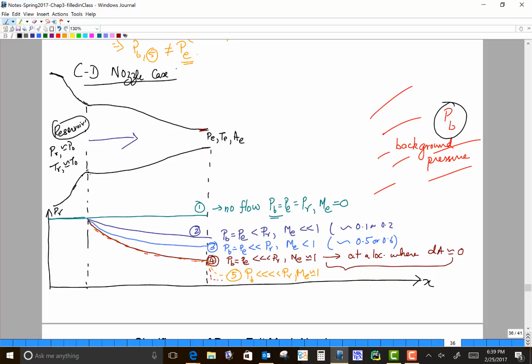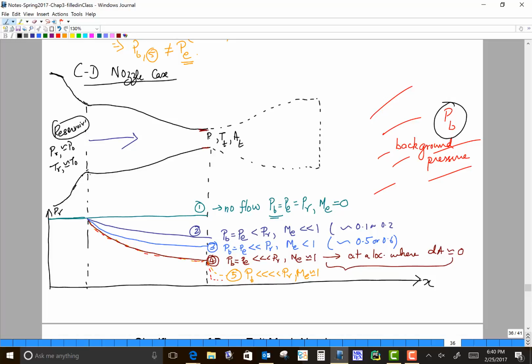The way I'm going to build this converging diverging nozzle is by simply adding a diverging section, or retrofitting a diverging section, to this converging nozzle, which means what was the exit area for the converging nozzle is now going to become the throat section in the converging diverging nozzle.